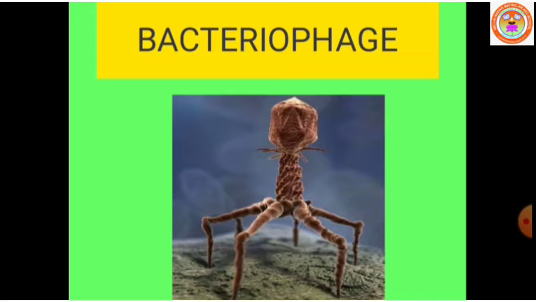Why, sir, are we studying two different examples? The first one is an RNA containing plant virus, the second one is a DNA containing virus. T4 bacteriophage is the example we are going to see.